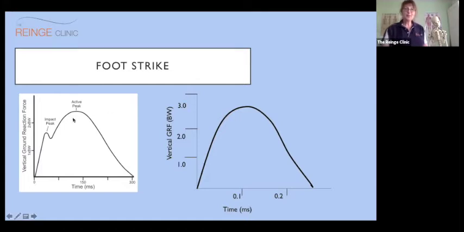And up this side, we've got our ground reaction force. We've got the force that the ground is giving back. And this is body weight. So you've got 1 times your body weight, 2 times your body weight. So let's say you are 80 kilograms, something like that.